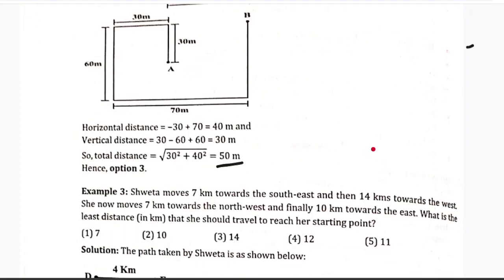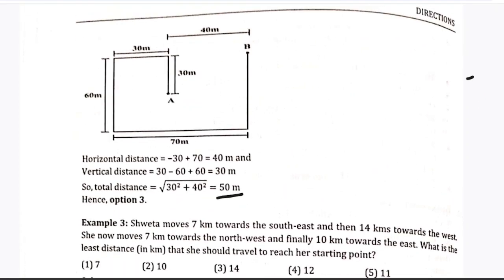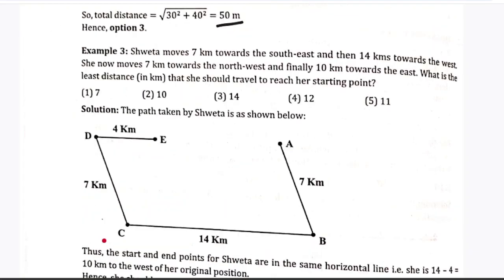Look at the third question now. Try it yourself. Third question, try it yourself once, then I'll take the answer. How many of you have made the figure like this? Let's see. Shweta moves 7 kilometers towards the southeast. So this is the first movement, 7 kilometers. Then 14 kilometers towards the west.